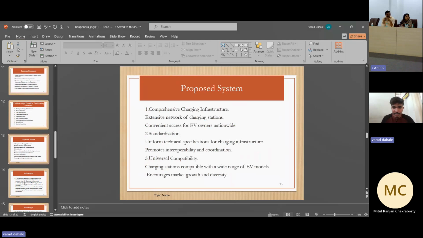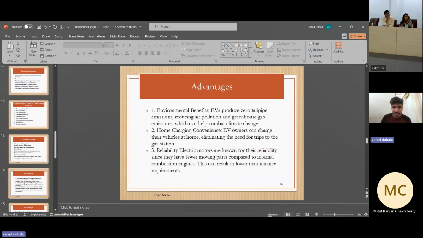Comparative charging infrastructure: an extensive network of charging stations, convenient access for electric vehicle owners nationwide. Standardization: uniform technical specifications for charging infrastructure promote interoperability and coordination. Universal compatibility: charging station compatibility with a wide range of EV models encourages market growth and diversity. So here are the advantages.